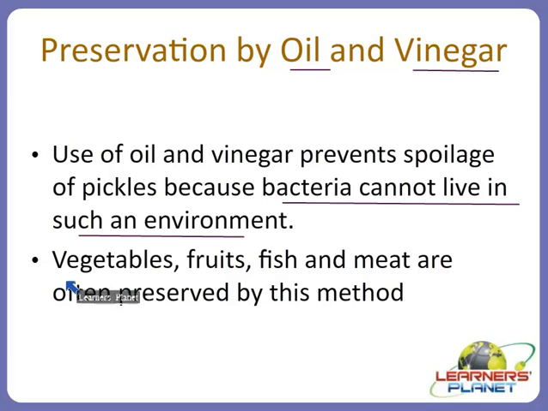Now these are being used for the preservation of vegetables, fruits, fish, meat, etc. Especially vinegar and oil are being used for the preservation of pepper or cucumber or fish or meat type of items. So this is how it is actually useful to control the growth of microorganisms.